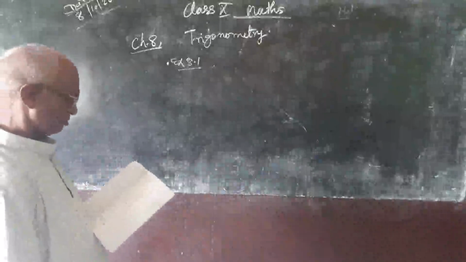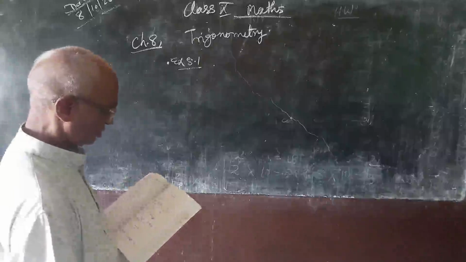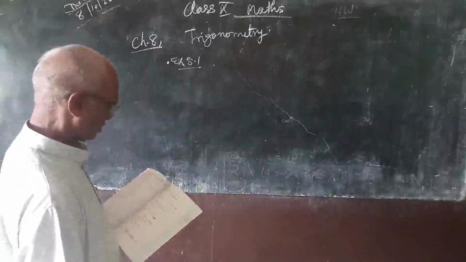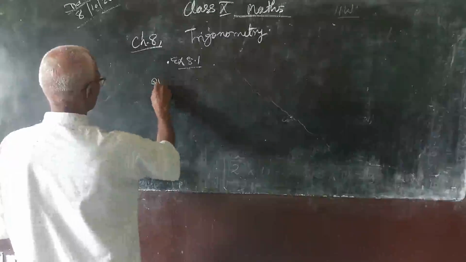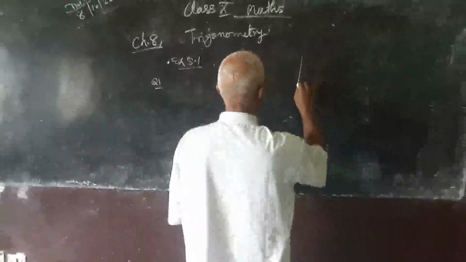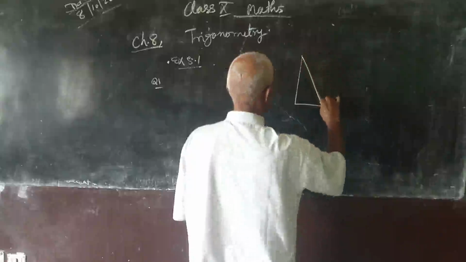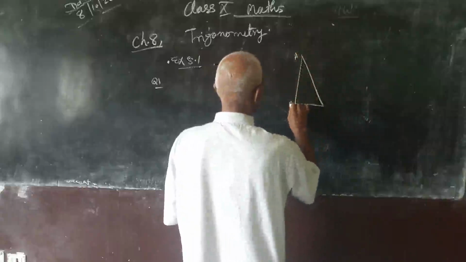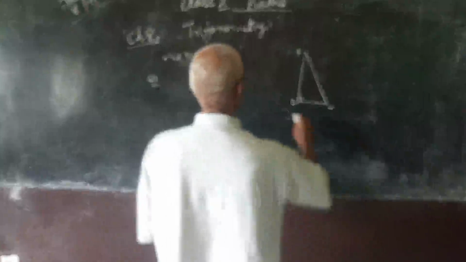In triangle ABC, right angle at B, AB is 24, BC is 7 cm. Determine sin A, cos A, sin C, cos C. Question number 1, figure is not given here. ABC is a triangle. Make this way or that way anyway. ABC is a triangle, A, B and C. Right angle at B. It says AB is 24 cm. BC is 7 cm.